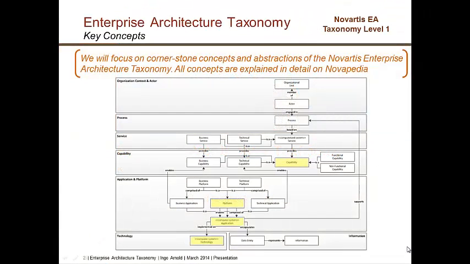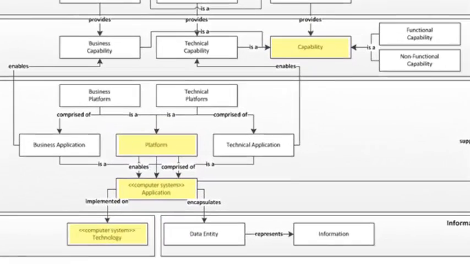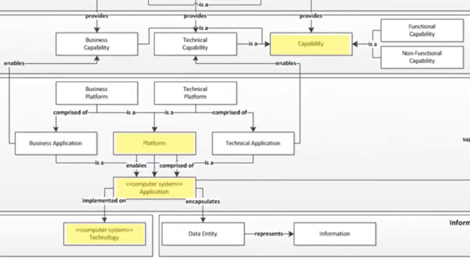If you already have explored the EA taxonomy a little bit, then you have certainly familiarized yourself with the meta-language concept that we based our development approach upon. All terms that I will introduce during the session are positioned on the meta-language level called Novartis EA Taxonomy Level 1 and are highlighted yellow here on this slide. The terms are capability, service, application, platform, and technology, as you can see.